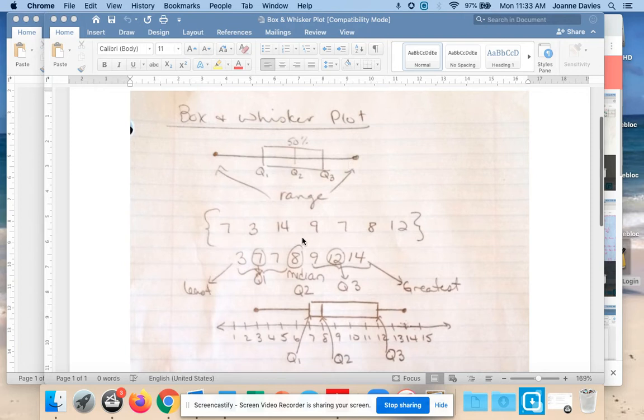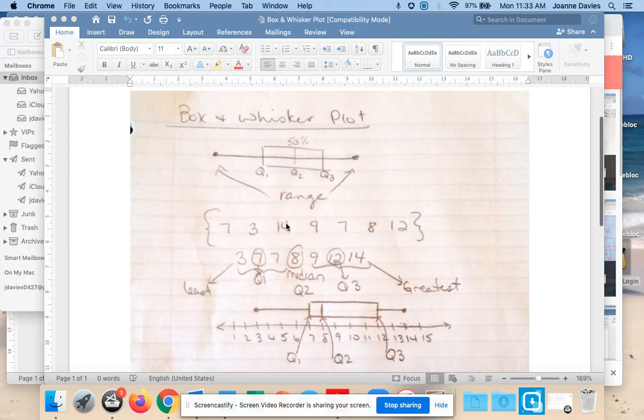So if we have these 7 values, 7, 3, 14, 9, 7, 8, and 12, we need to rewrite them in order of least to greatest. So we can see that we have 3 numbers, then we have the number 8, and then we have another 3 numbers. So on a number line, drawing your box and whisker plot, we have the 3 and we have the 14. We then can see that we have our median, our Q2, is at the number 8.